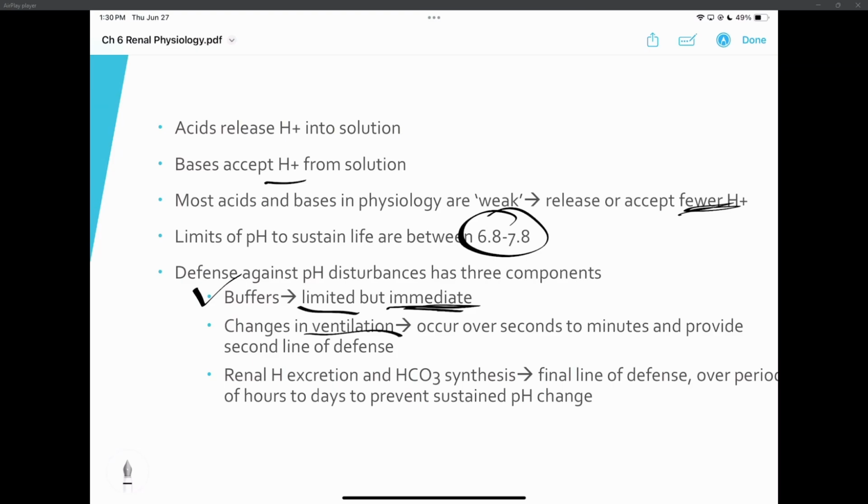The renal excretion of hydrogen and bicarb synthesis is the final line of defense. It takes a period of hours to days to prevent this change from happening. So it's a slower response with the renal system, an intermediate, moderately fast response with the lungs, and we have buffers, which are more immediate but don't last as long.